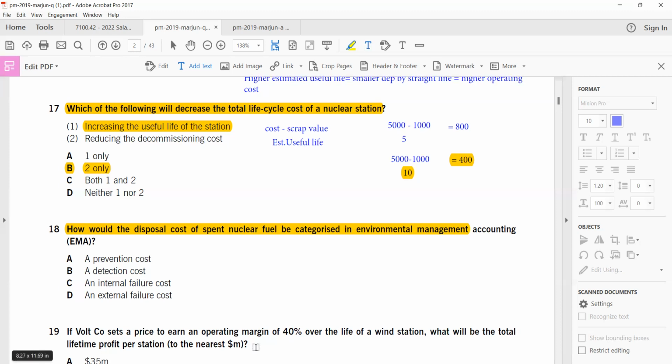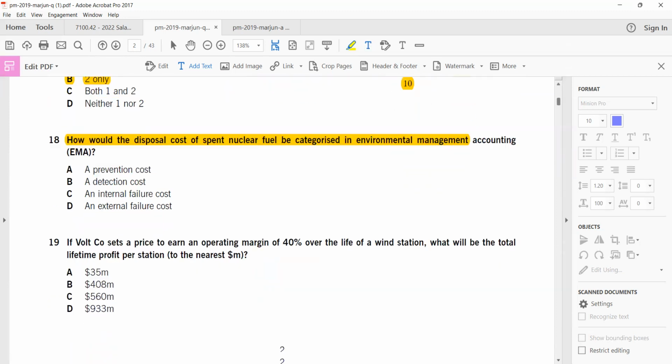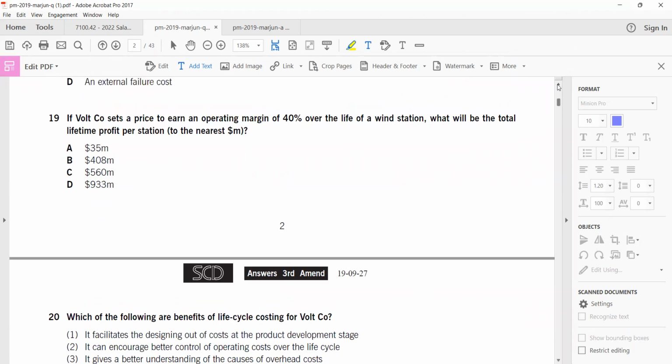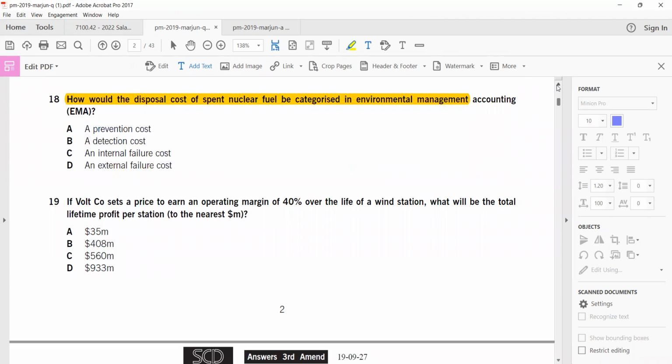Right. Now, we move on to the last issue, right? We move on to the last, is it last but one? 19 says that if Vault Co. set a price to earn an operating margin of 40%, over the life of the wind station, what would be the total lifetime profit per station? So you can estimate it for every wind station. I think that we estimated the other one. We're close to it, but just that we didn't conclude.